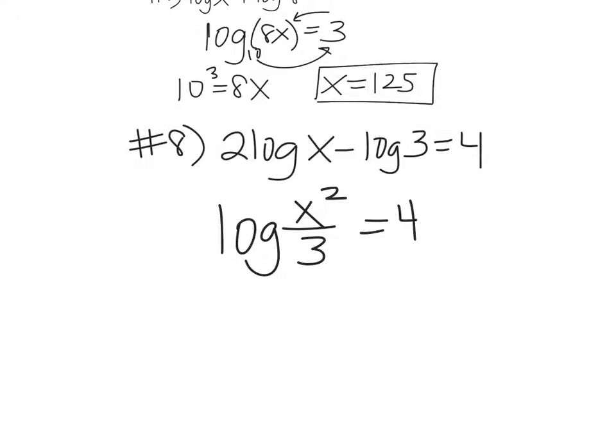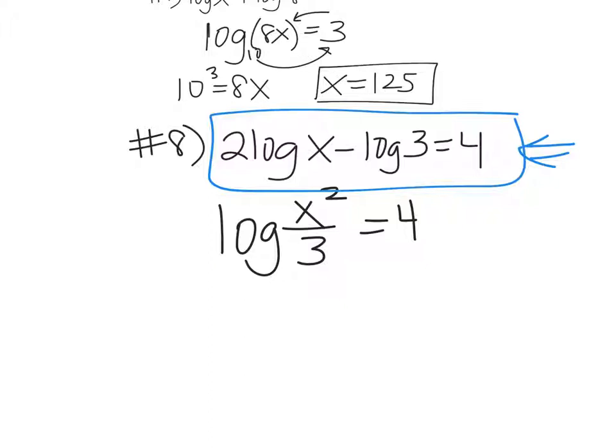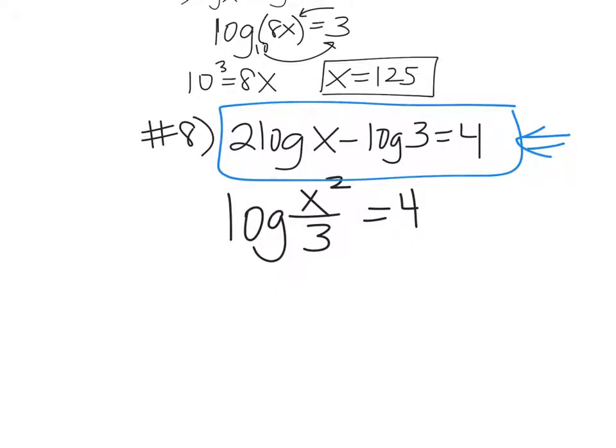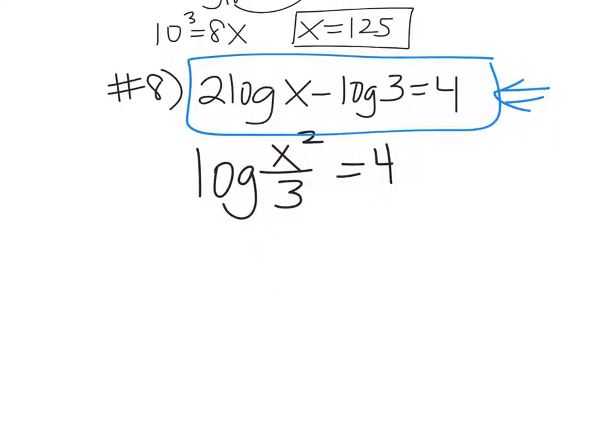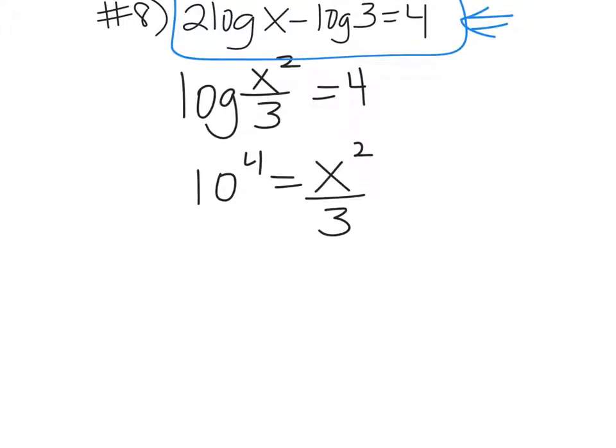Now don't forget, when you check your answer, you need to check it in the original problem, the very first problem that's given to you, not this one where I just combined the logs. Or you don't check your answer, and get it wrong. All right, so 10 to the 4th equals x squared over 3. 10 to the 4th times 3 gives us 30,000.